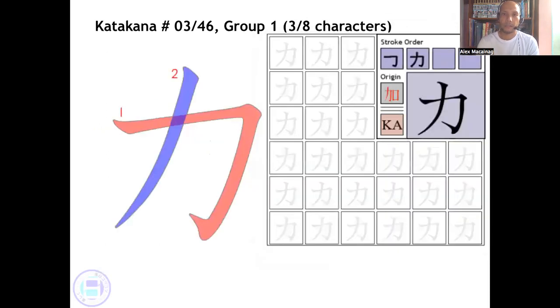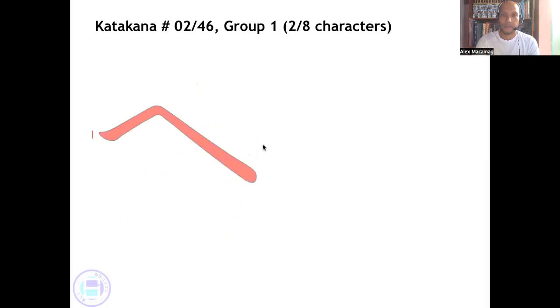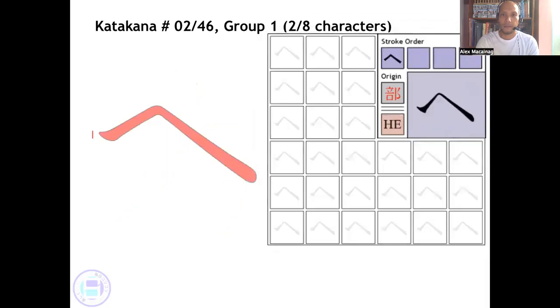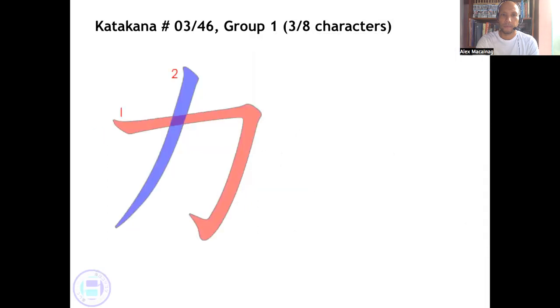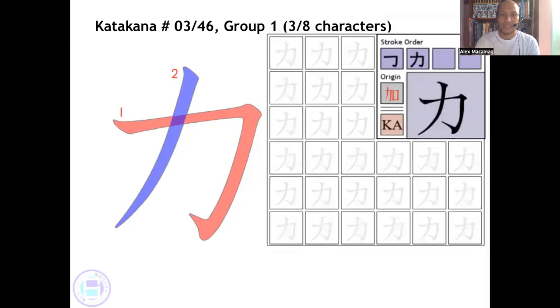Character number 3. Okay, sorry about that. In case you were not able to see it, please use your imagination. What do you see? What character does this remind you of, if any? In case you already saw the answer, yes, this is katakana ka.